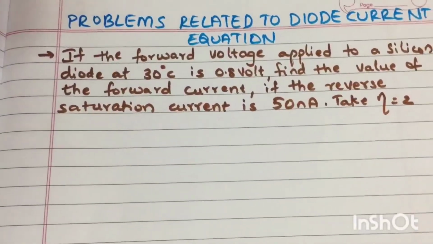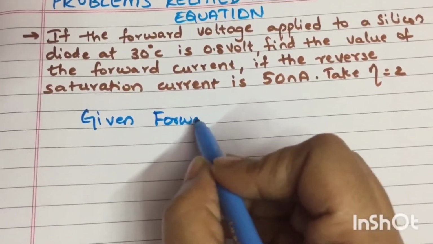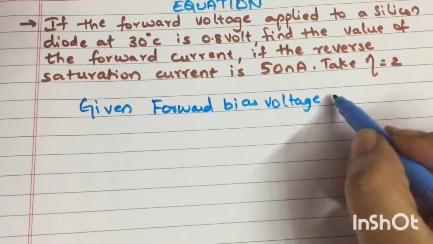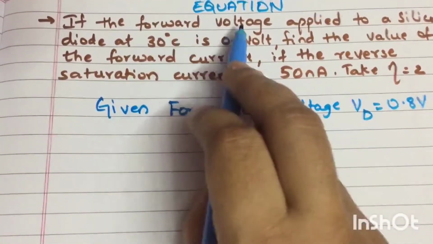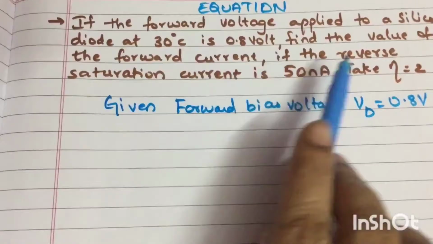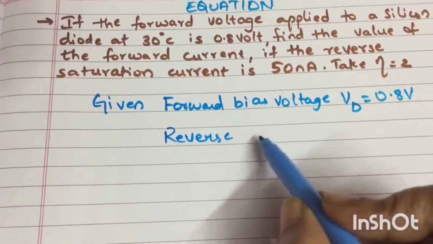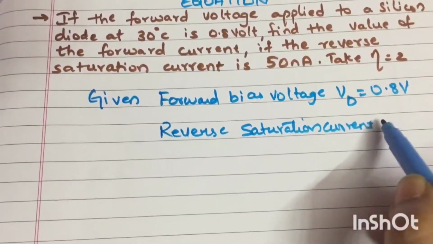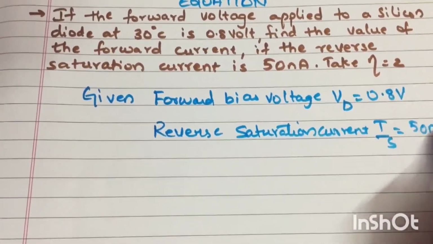So here the given condition is forward bias. Forward bias voltage is given, so that is VD is equal to 0.8 volts. This is the forward voltage. Next he has given the reverse saturation current. Reverse saturation current, that is IS, is 50 nanoamperes.